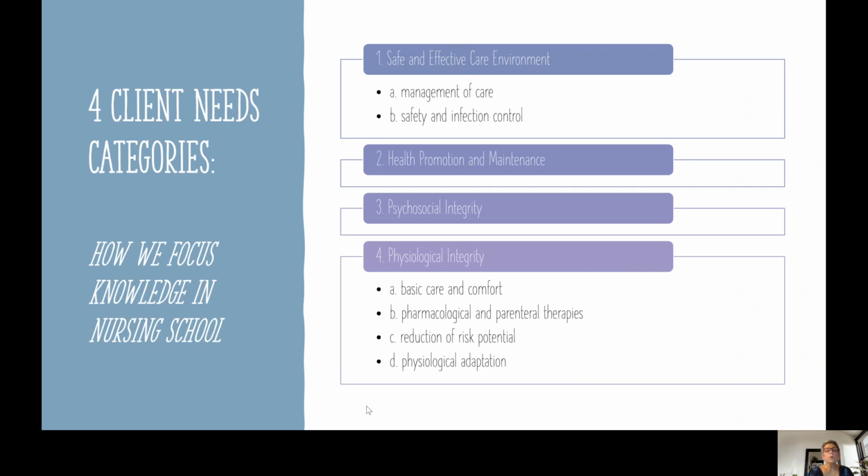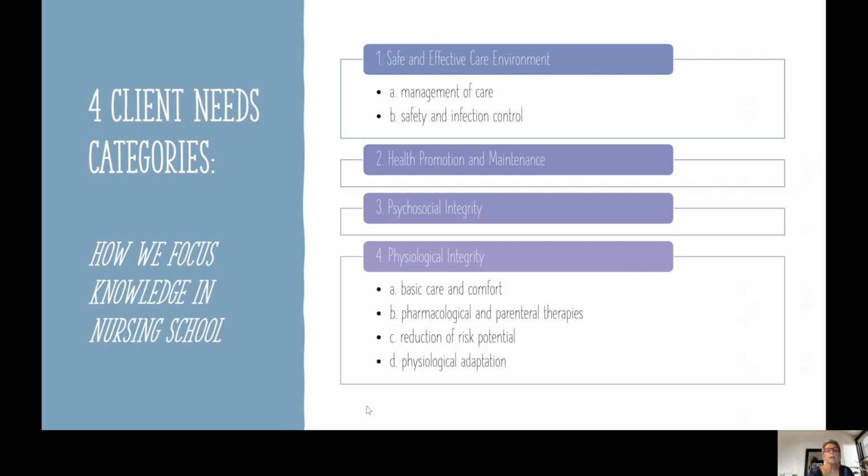In number 1, safe and effective care environment, we're going to deal with the management of care and safety and infection control underneath that. Safety, safety, safety. That is like the best, most important thing to recall as you're going through nursing school.